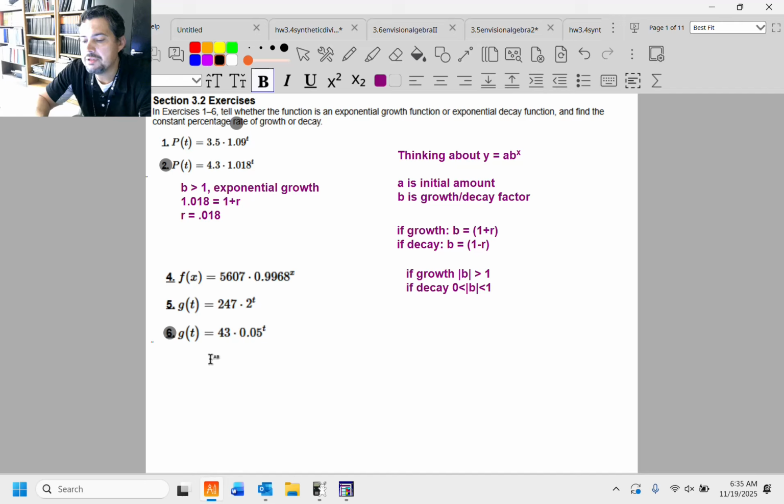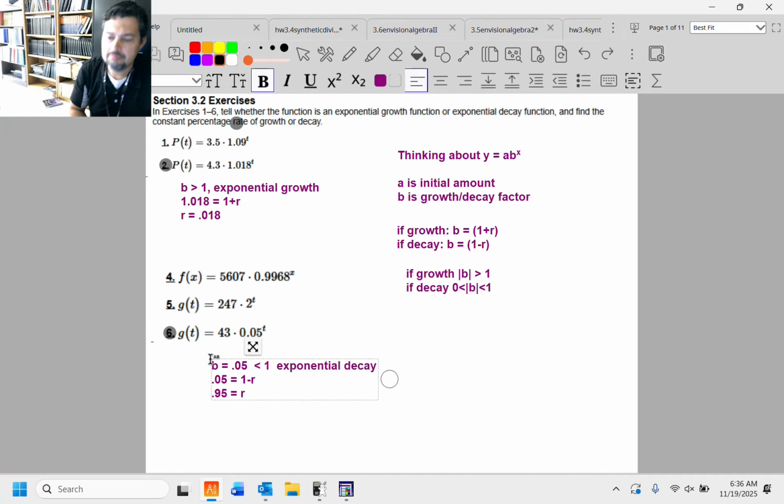Now, if you look at number 6, B is going to be this 0.05, which is definitely less than 1. So this is exponential decay. And since it's decay, we're going to take our 0.05 and think about that lining up with 1 minus R. And you do the math here, you get 0.95. Right? That's the rate of decay. The rate of decay is not 5%. The rate of decay is 95%.